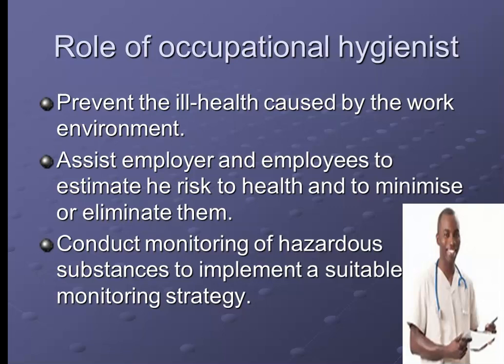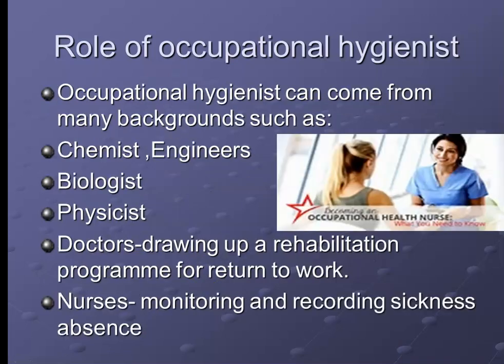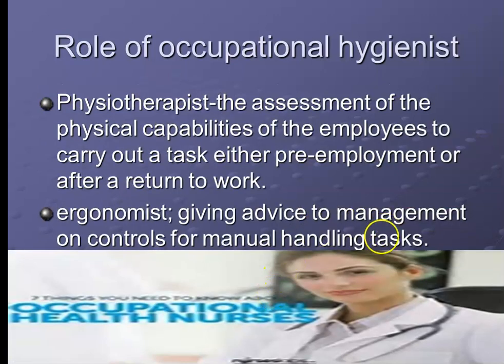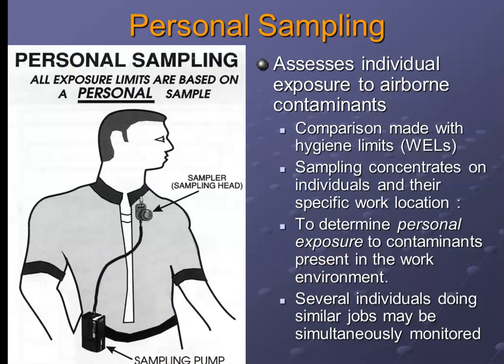So just to tie in this one here from your textbook, the role of the occupational hygienist: prevents the ill health caused by work environment, assists the employer and employee to estimate the risks to health and to minimize or eliminate them, conducts monitoring of hazardous substances to implement a suitable monitoring strategy. Occupational hygienists can come from many backgrounds such as chemists, engineers, biologists, physicists, doctors drawing up a rehabilitation program for return to work, nurses monitoring and recording sickness, physiotherapists assessing the physical capabilities of employees to carry out a task either pre-employment or after return to work, and ergonomists giving advice to management and control for manual handling tasks, right? So that was actually in the textbook there.